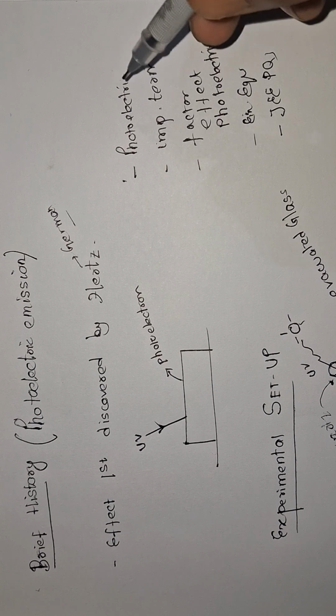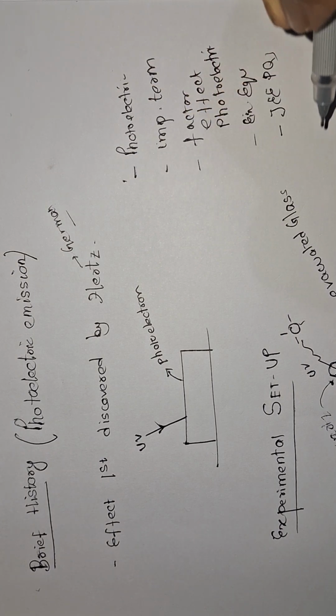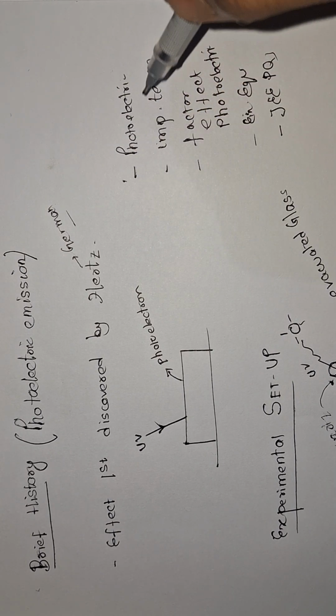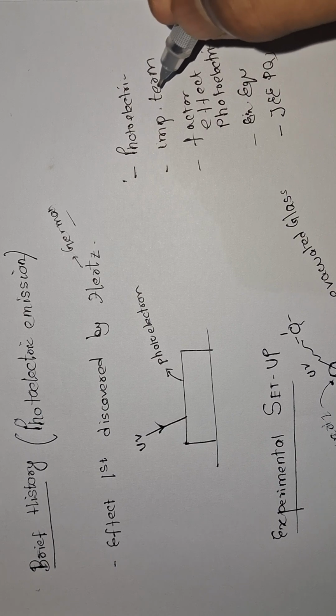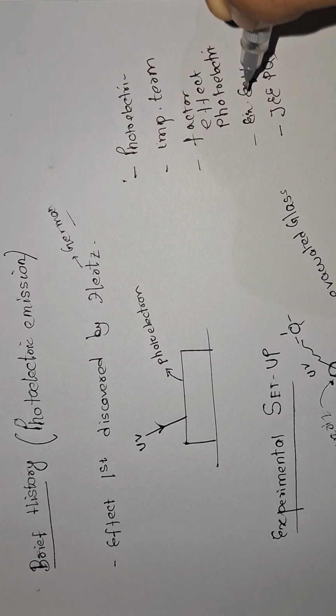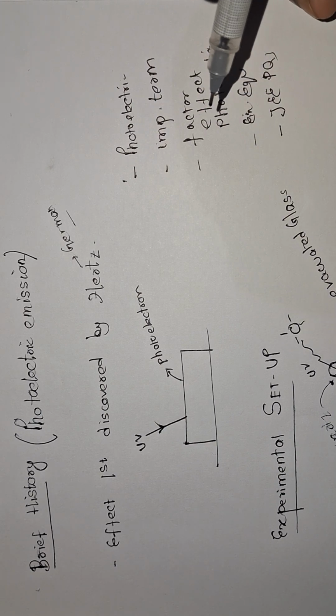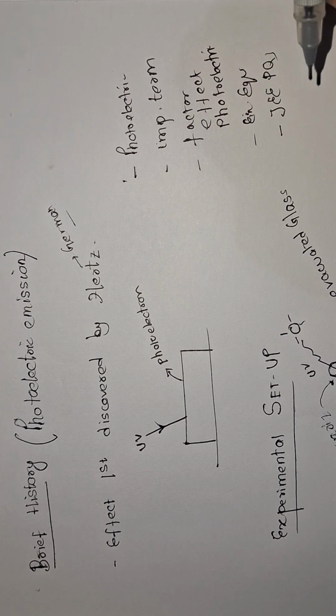Before starting, this will be my topic of discussion, or my table of contents. First we'll be studying the photoelectric effect basics, then some important terms, then we will go to Einstein's equation. The next will be the factors affecting photoelectric emission, and at the very end we will be solving an illustrative example of a JEE Mains PYQ. I hope it's clear to you.